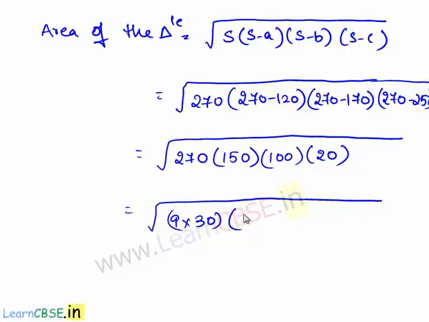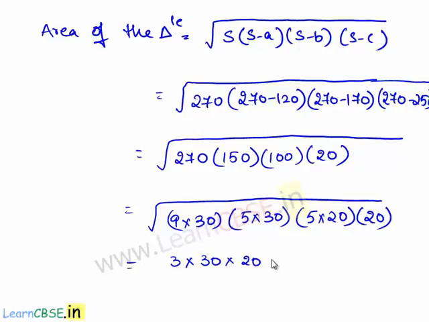150 can be written as 5 times 30, and 100 can be written as 5 times 20 times 20. Since 9 is equal to 3 times 3, that is 3 square, we bring out 3 from the square root. 30 times 30 is 30 square, so we bring out 30. 20 times 20 is 20 square, so we bring out 20, and 5 times 5 is 5 square, so we bring out 5. So it is 3 times 30 times 20 times 5, which is equal to 9000 centimeter square.